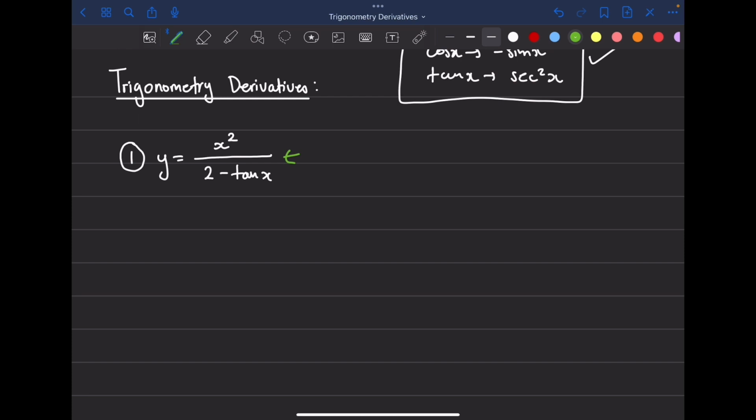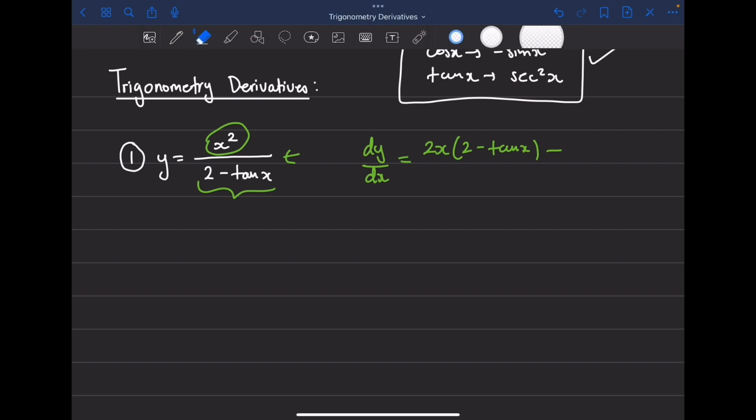If you remember, to find the derivative of a fraction, it's pretty simple, but you have to follow a rule. So the derivative of y with respect to x is going to be equal to, first you find the derivative of the top. So what's the derivative of x squared? It's going to be 2x, and then multiplied by the bottom. So the bottom is 2 minus tan x, so multiply by 2 minus tan x. Okay, that's the first term, and then minus the derivative of the bottom.